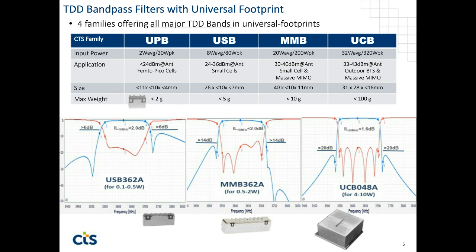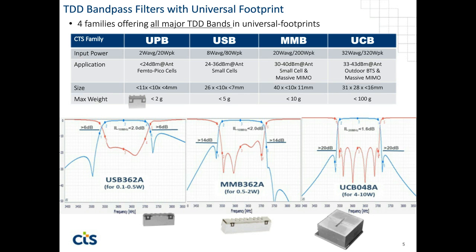Similarly, you might think the USB is suitable because it can handle the power that you're looking for. But again, if you truly examine the close-in rejection required, you may find you need the MMB family. The MMB is named for massive MIMO bandpass filter, and it is certainly popular for giving the best performance in the lowest cost, smallest size for massive MIMO applications.